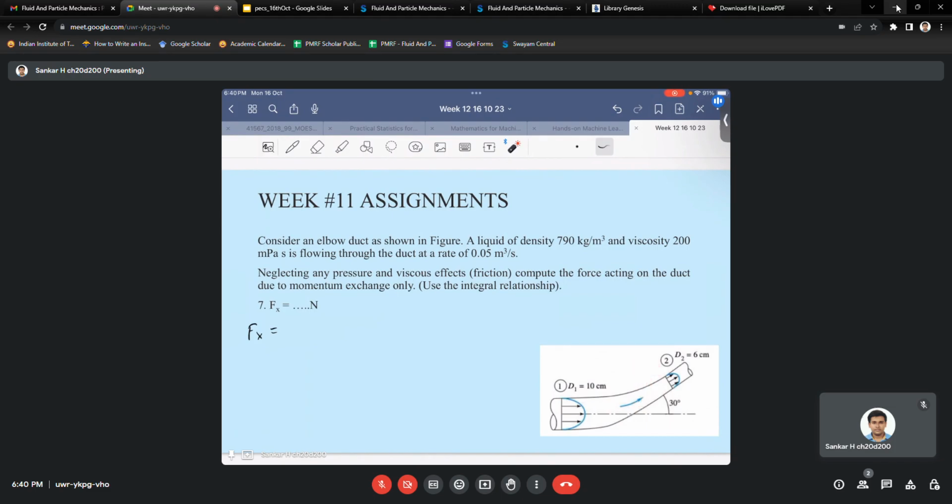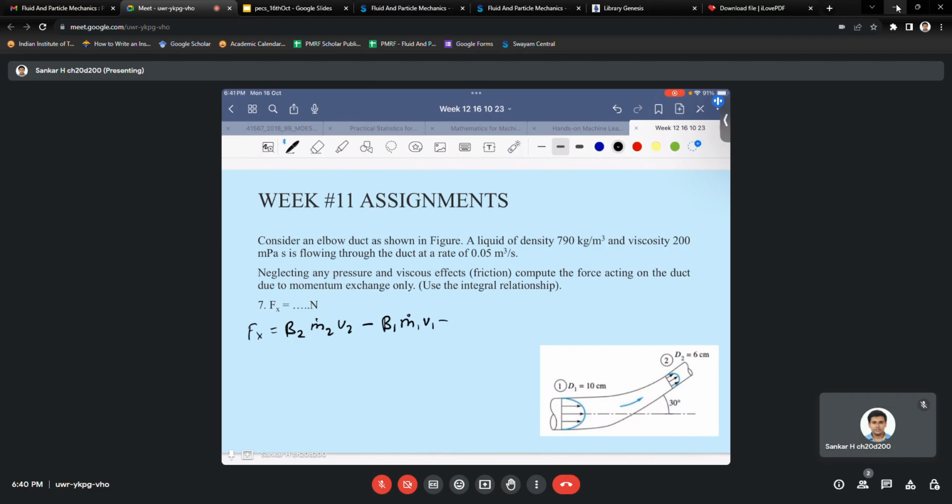So let me write that down, and please let me know if that makes sense to you. Fx is basically given by the correction factor at the outlet times the mass flow rate at the outlet times the velocity at the outlet, minus beta 1 times mass flow rate at the inlet times velocity at the inlet.